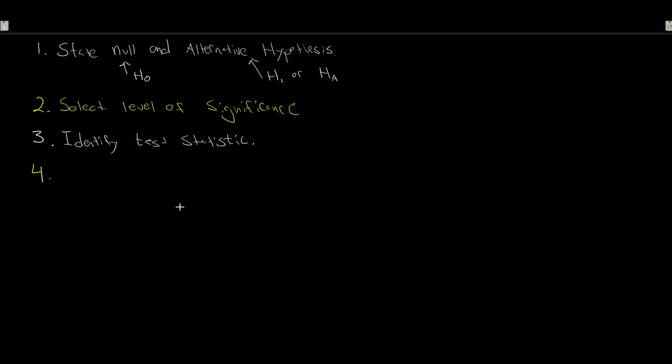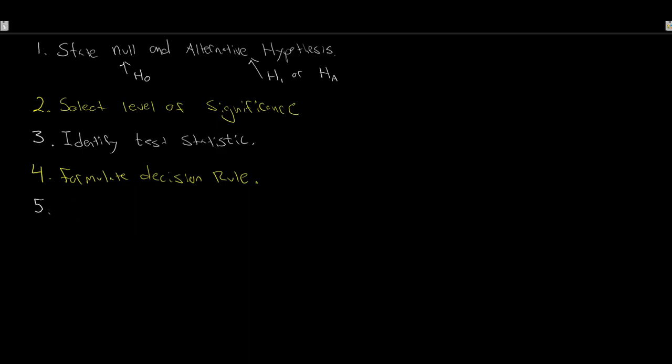Fourth, we're going to formulate a decision rule. All that formulating the decision rule is, is taking one and two together and saying, okay, we're about to do our test. If we get a result that's bigger than this, we will reject our null. If we don't get a result bigger than that, then we'll fail to reject.